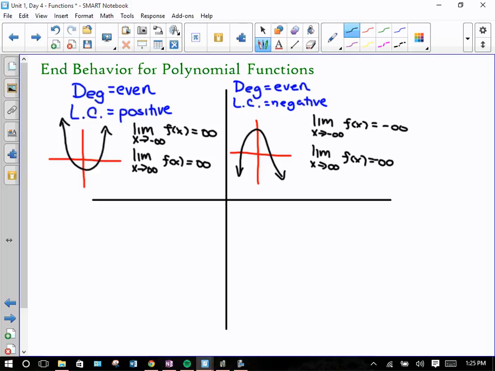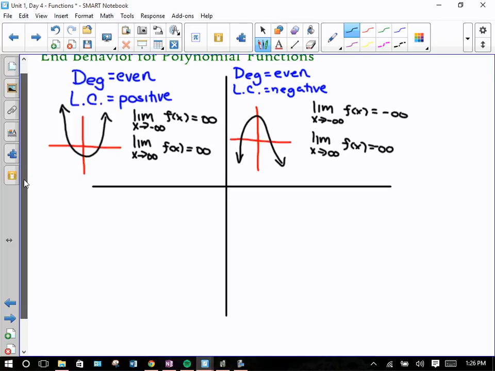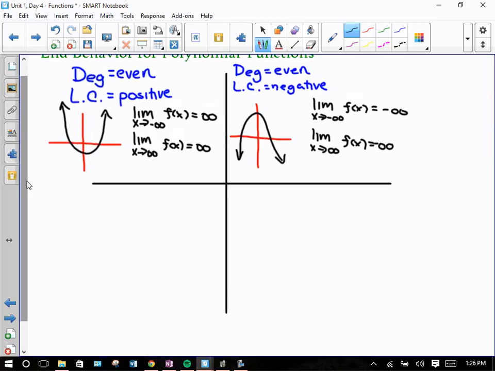So when you have even degrees, they go in the same direction. The end behavior goes the same direction, and it's whatever the leading coefficient is. If it's positive, they both go up. If it's negative, they both go down. Kind of makes sense. Okay? So now we have even degrees. What other type of degrees do we have?